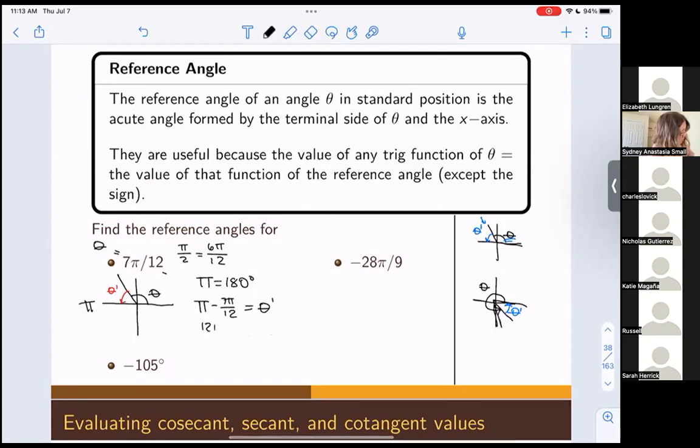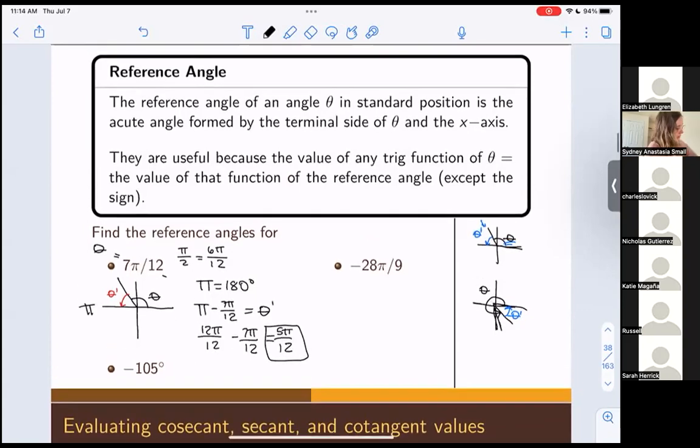Pi is actually 12 pi 12ths, because you can cancel the 12s. I'm just making a common denominator. 12 pi 12ths minus 7 pi 12ths equals 5 pi 12ths. So our reference angle here is 5 pi 12ths. Does that make sense? Are there any questions? Okay, let's do another one.